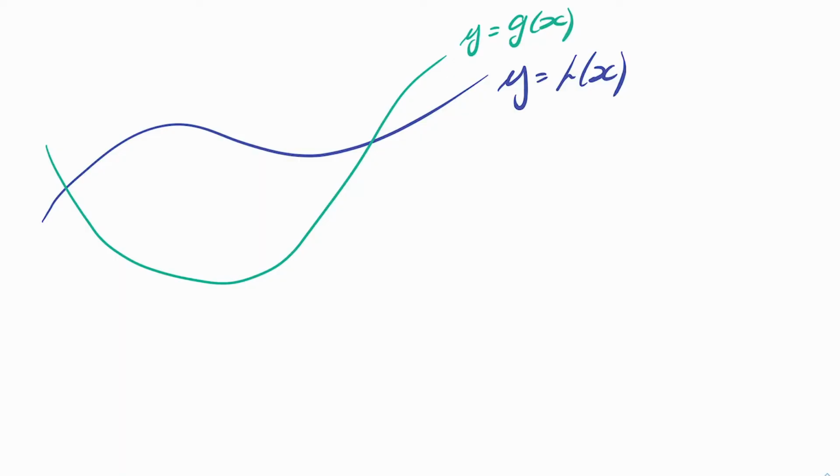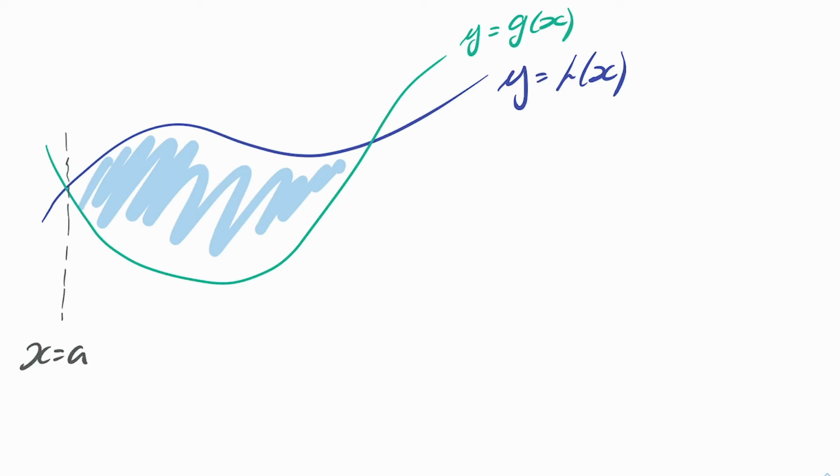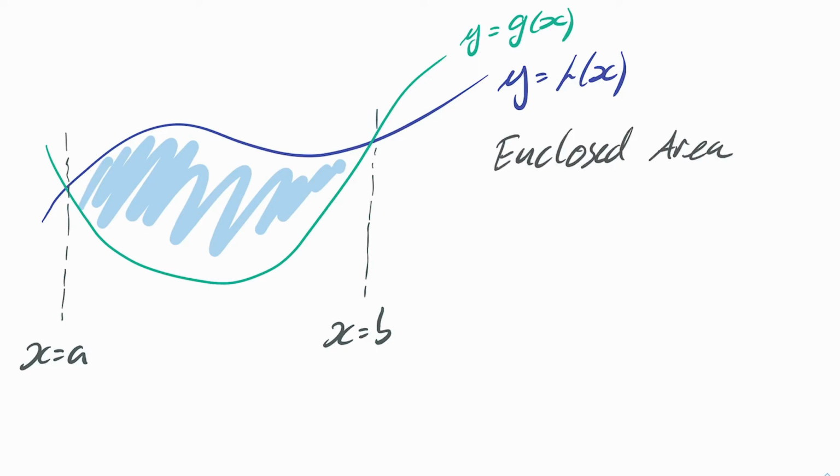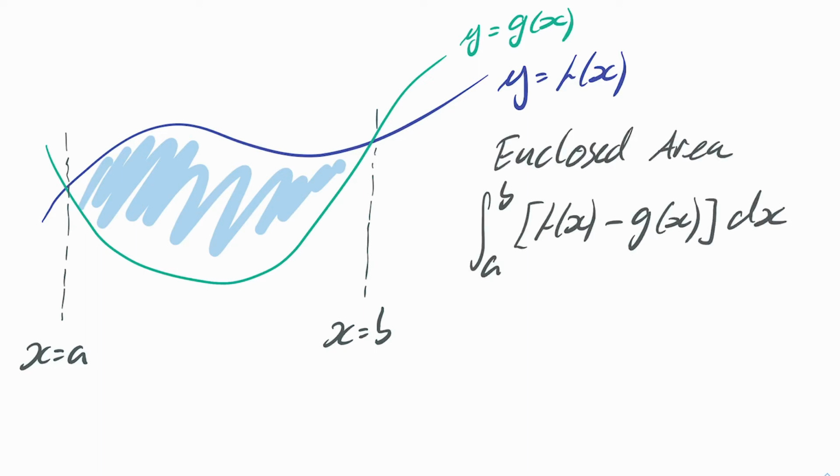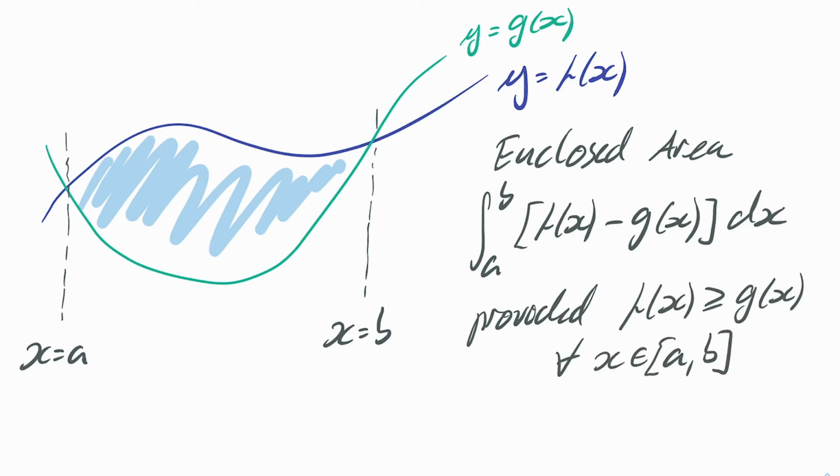Let's have a look at the area between curves. Let's look at the area enclosed between these two curves, which is this region in here. Let's set this up as an integral. The enclosed area is always a difference in the functions, f minus g, integrated from a to b. So provided f is larger than g in that region, then the enclosed area is always f minus g integrated over the region a to b. And this works whatever the signs of f and g.